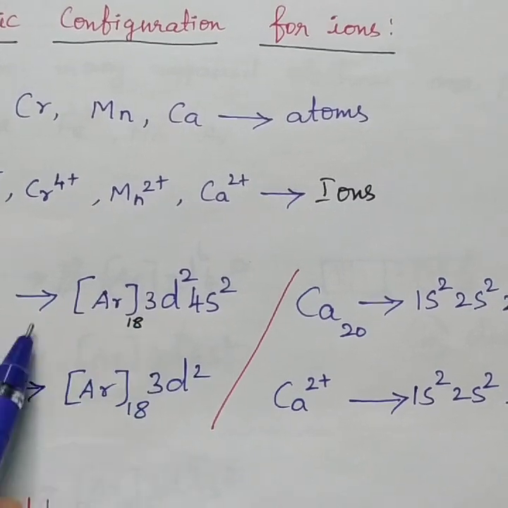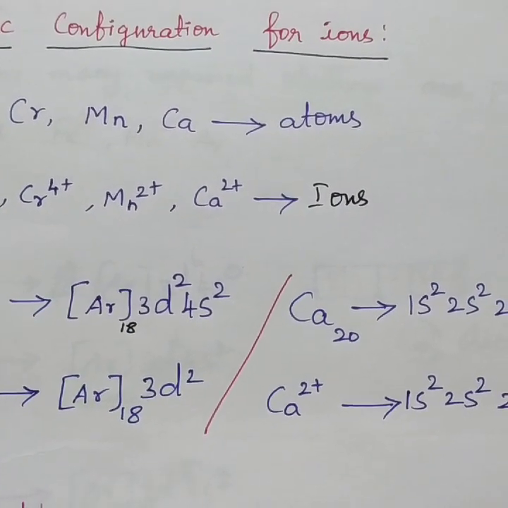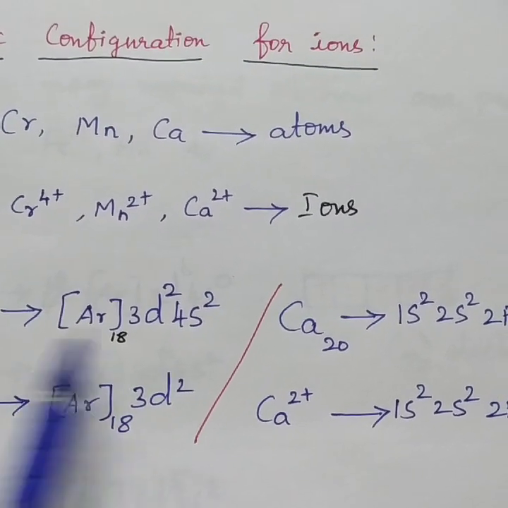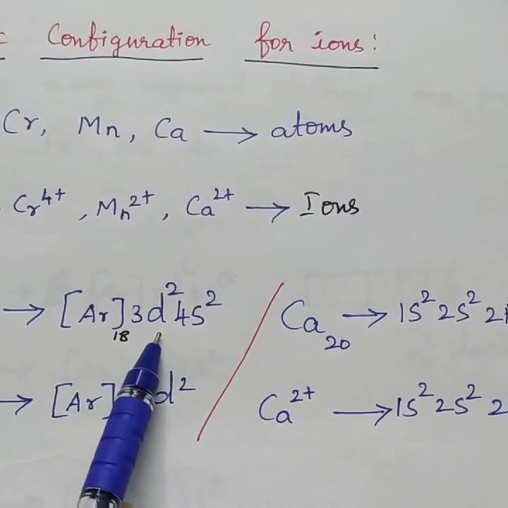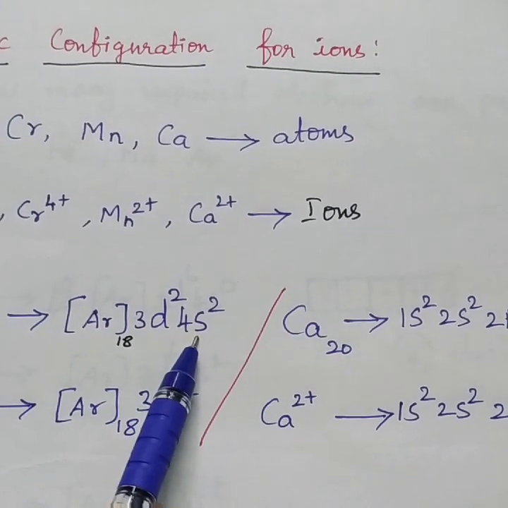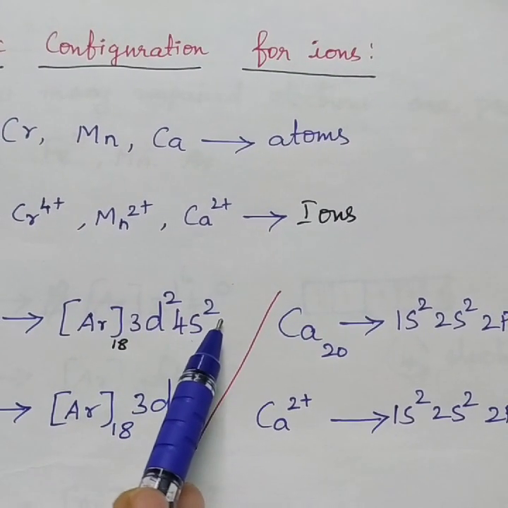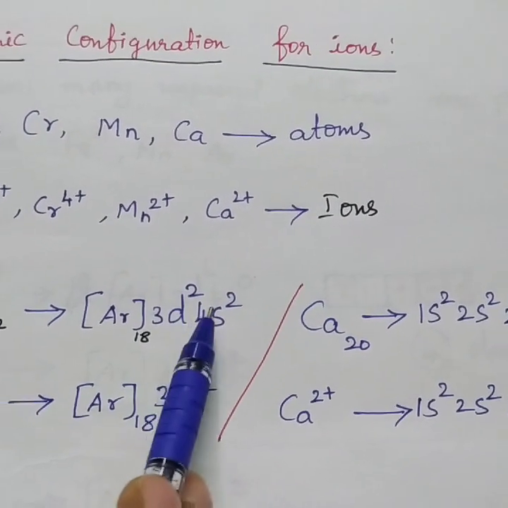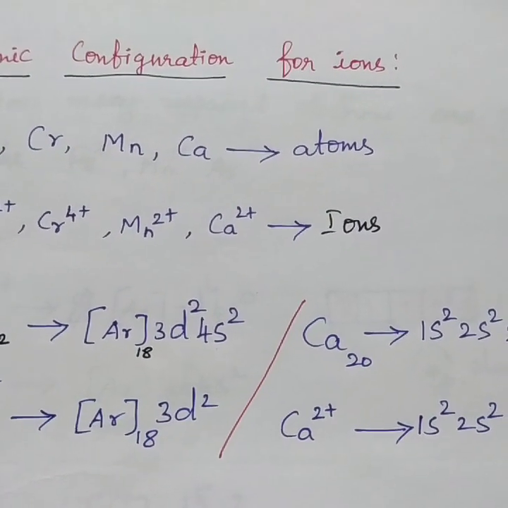I have written the electronic configuration of titanium: argon, 18 electrons, so the remaining 4 electrons go in 3d and 4s. First you fill the electrons in the 4s, then the remaining 2 electrons I have written here in 3d. Okay, now titanium 2 plus.